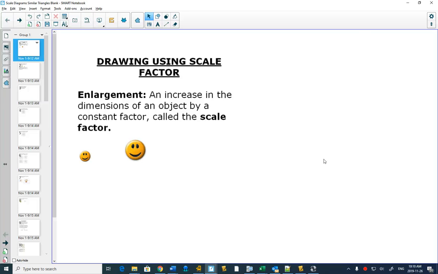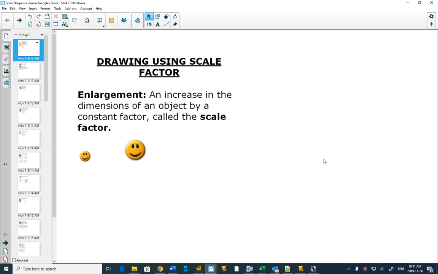Our next unit is on scale diagrams and then on similar triangles and similar shapes. So the first part is scale diagrams. And with scale diagrams, sometimes you make something bigger, sometimes you make something smaller. When you make something bigger, it's called an enlargement.